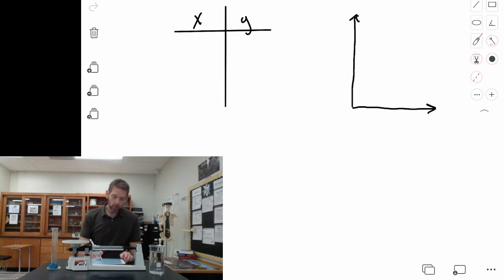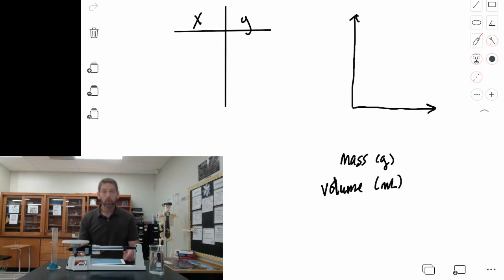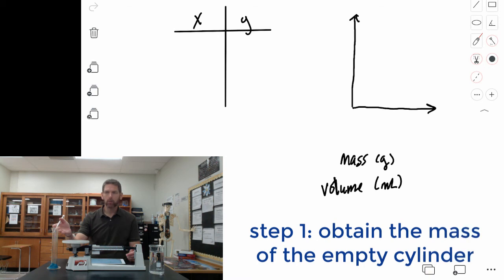We just know that we have two variables. Mass, which is measured in grams, lowercase g, and then the volume for our fluid, in this case water, which is measured in milliliters. So the first thing you do, step one, get the mass of your empty cylinder.